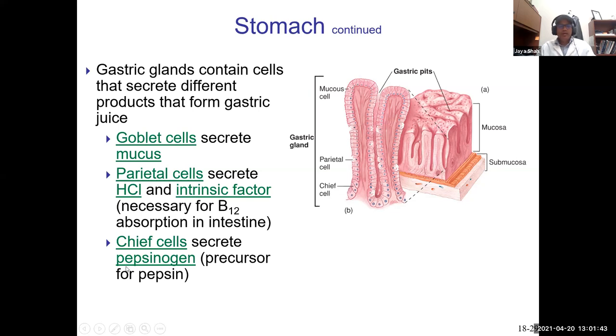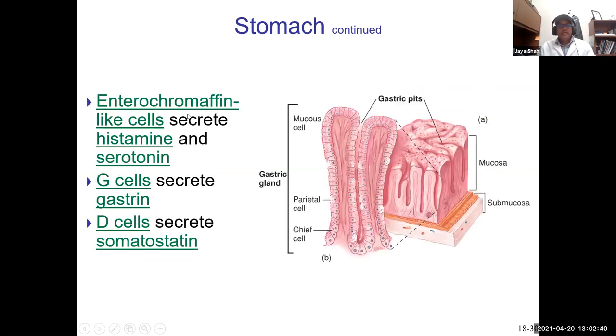Chief cells produce, secrete pepsinogen. This pepsinogen is the precursor of pepsin. That means pepsinogen converts into pepsin by pepsin and hydrochloric acid. The parietal cells produce HCl and intrinsic factor. HCl helps in digestion of protein and kills microorganisms, whereas intrinsic factor is necessary for absorption of vitamin B12 from your intestine. Whereas the goblet cells or mucous cells produce mucus, and that mucus is bicarbonate rich, which covers the epithelium to protect the gastric mucosa.